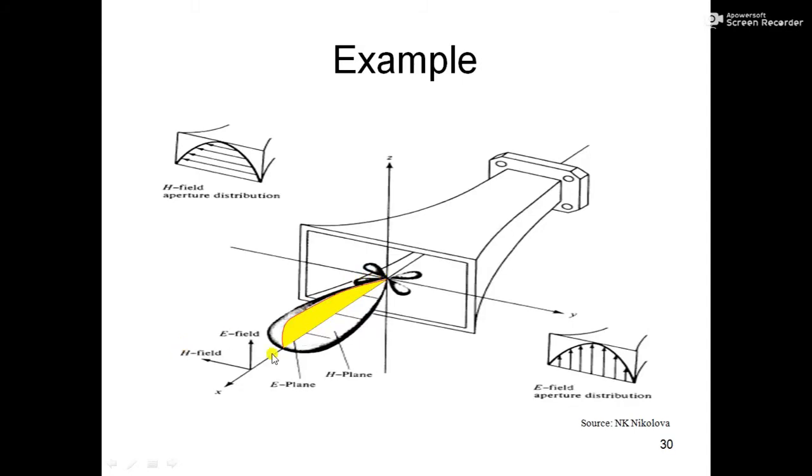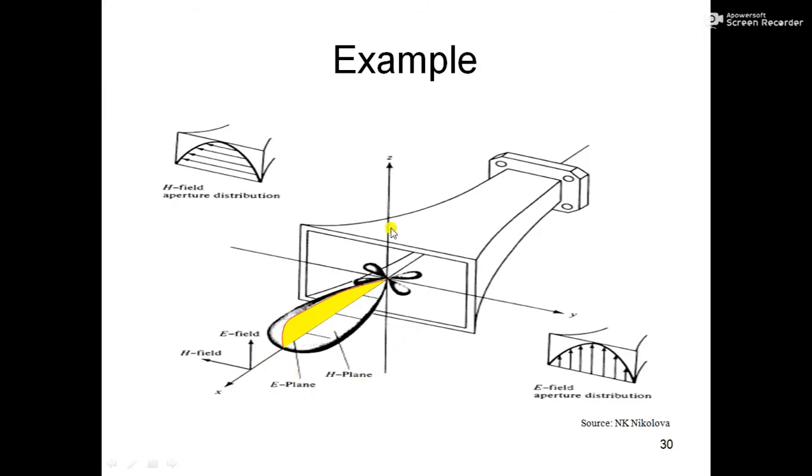So we can say that since the E field is in the z direction, this will be the xz plane, because I think you can visualize this. The E field is in the z direction, the yellow one. So if we have the x and z plane, that plane is called the E plane, and for this plane, the H field is in the y direction. So we can say that the xy plane is the H plane.